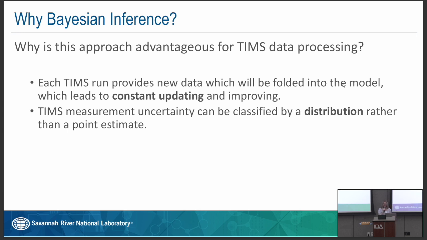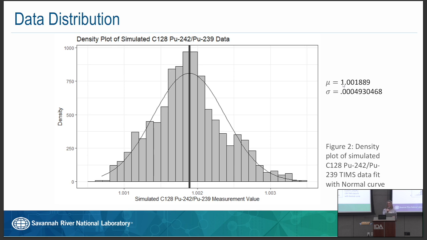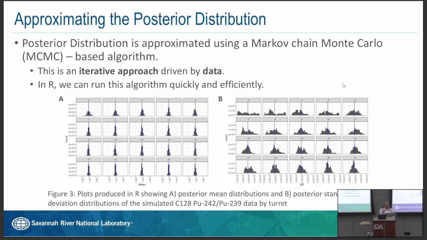Again, that constant updating allows us to perform better and to have a distribution to classify the data rather than just a singular point estimate. So here's just a nice little histogram of our Gaussian distribution. Nothing too out of the ordinary, but it's important to note that from this, we're getting our likelihood function for the Gaussian process, and we're going to get our normal density.